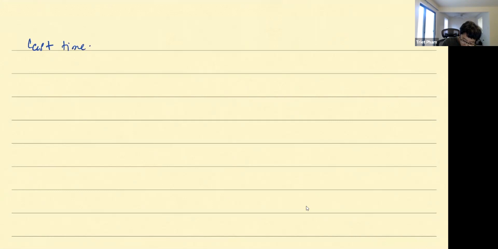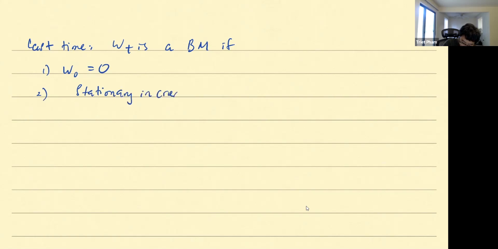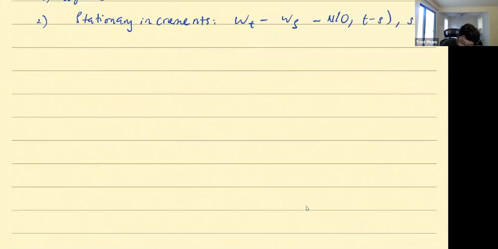So last time we were discussing the idea of a Brownian motion. W_t as a process is a Brownian motion if it starts at 0, it has stationary increments, meaning the difference between any two time points has a normal distribution, mean 0, variance t minus s, and it has independent increments.